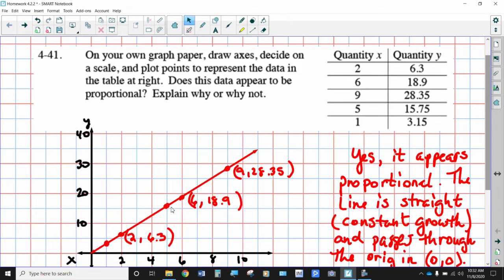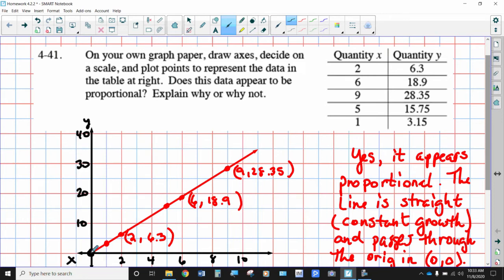Oh, why do I have 5 there? That's weird. 6 is 18.9, which is just below the 20, and then 9, 28.35 is somewhere in this vicinity. And when you connect those points, there's my 5 and 15.75. So that looks like it's a little bit beyond the 15 mark. So when you connect all the dots, it looks like the line's going to pass through 0, 0.